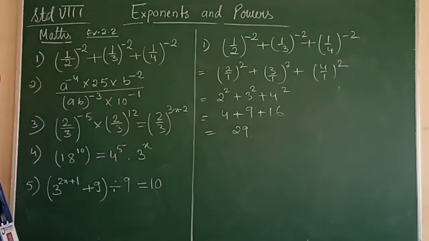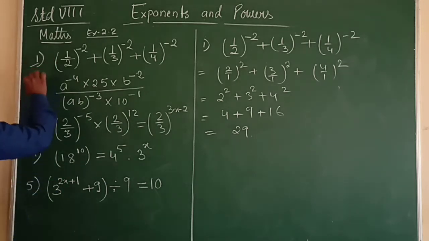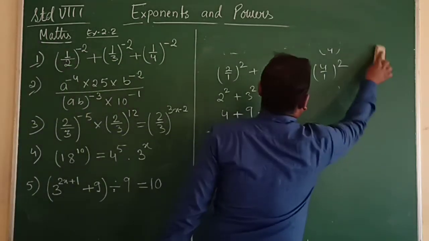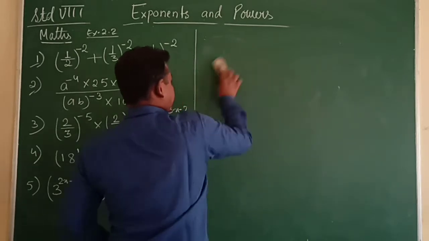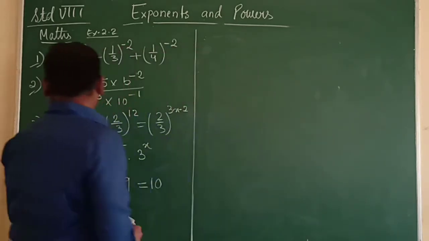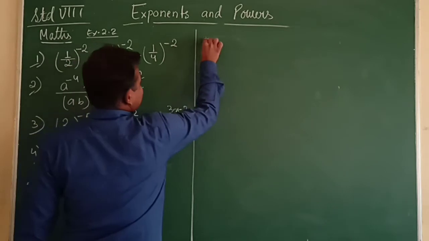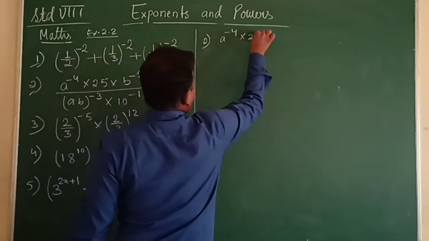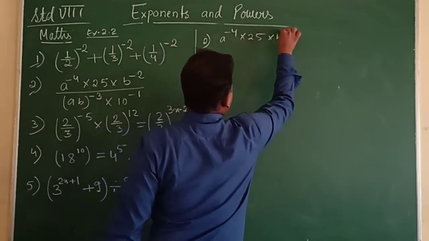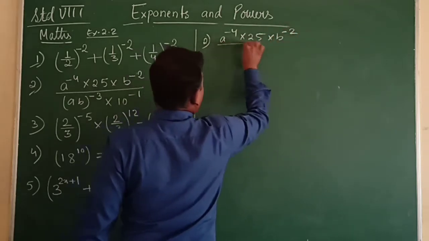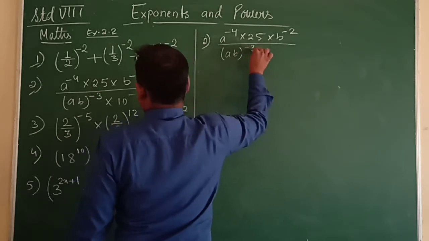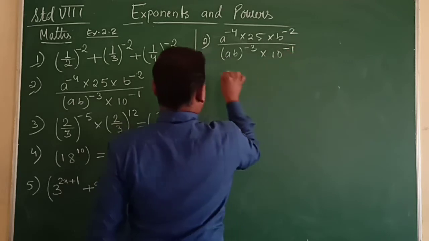We have done question number 1. Now we will move to question number 2. Let me write the question first: (a to the power minus 4 multiplied by 25 multiplied by b to the power minus 2) whole divided by (ab to the power minus 3 multiplied by 10 to the power minus 1).